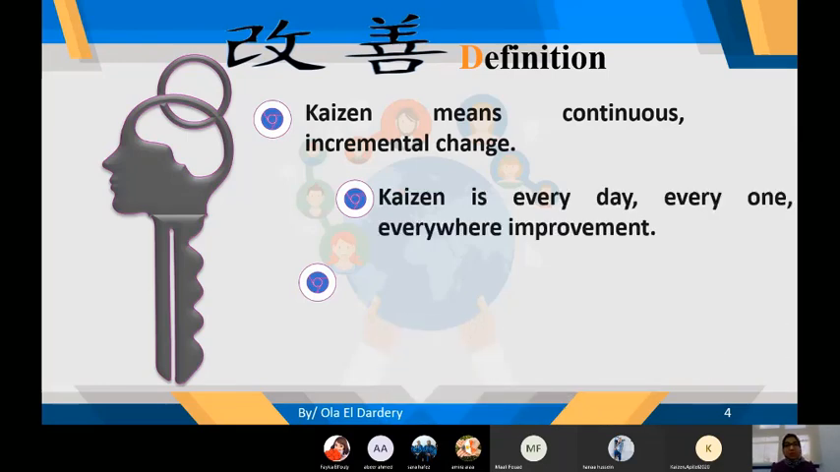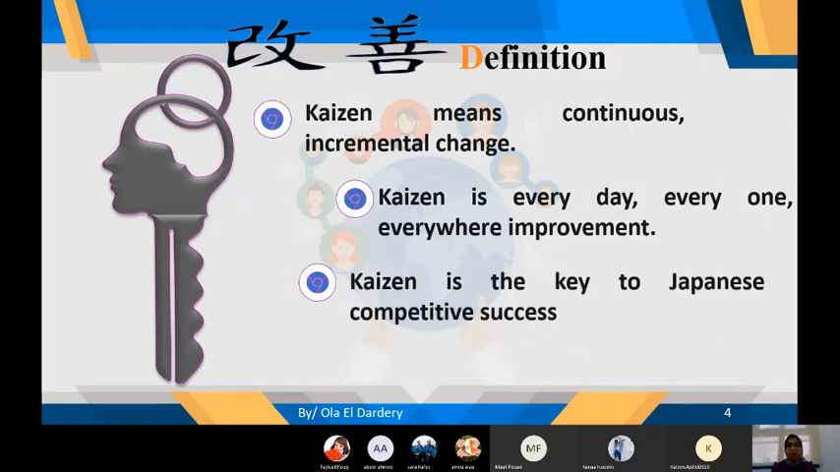Also, Kaizen is an everyday, everyone, everywhere improvement. So it's not limited to doing it once every now and then. No, it has to be done on a continuous basis. And when it comes to the Japanese community, Kaizen is the key to their success. The Japanese system would not have been successful without the use of Kaizen, not just in the manufacturing sector, but also as a lifestyle.